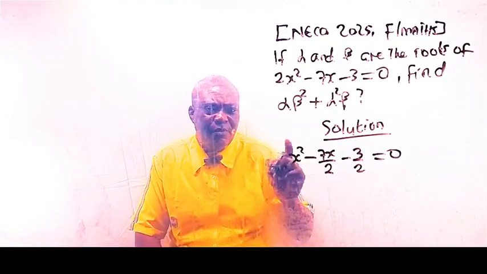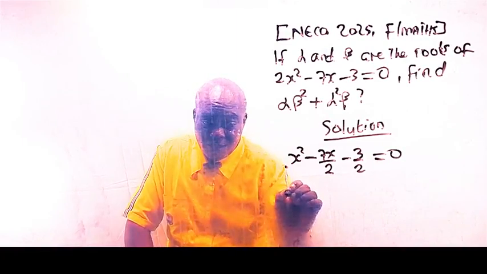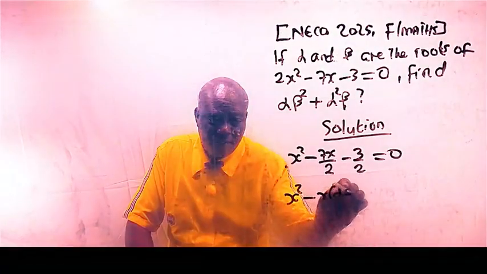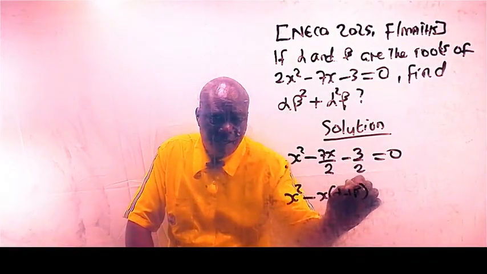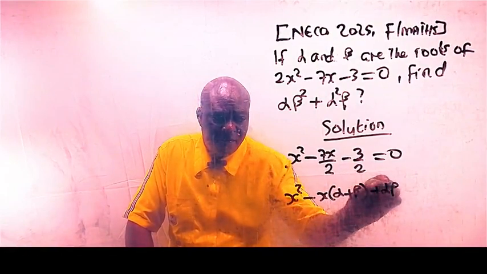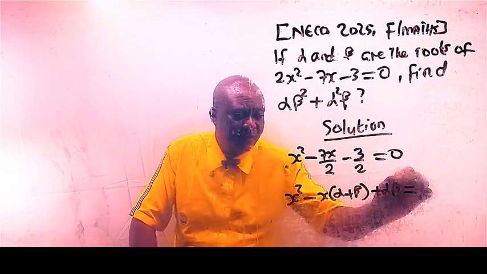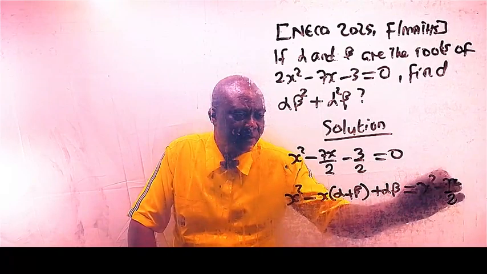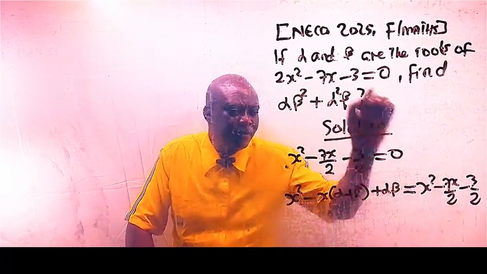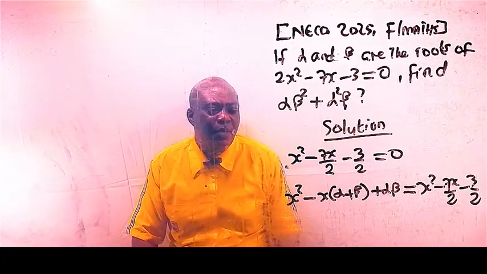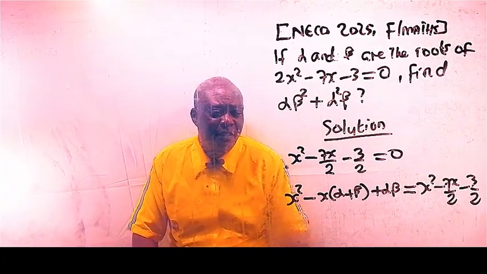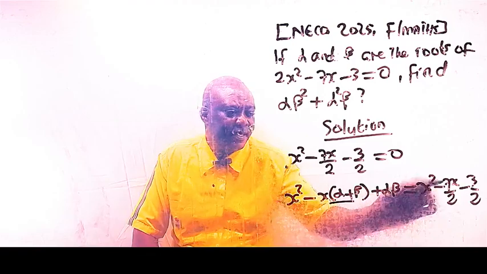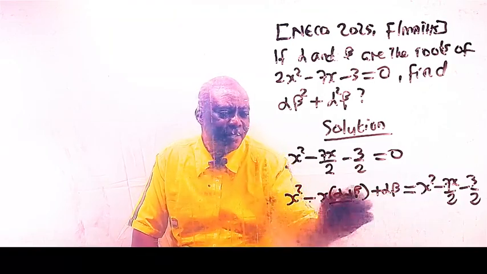So we now equate this with the main equation. The main equation is x squared minus x into (alpha plus beta) plus alpha beta equals this one. So x squared minus 7x over 2 minus 3 over 2. So when I compare the coefficient of x, it will be alpha plus beta here. So minus and minus will cancel out.